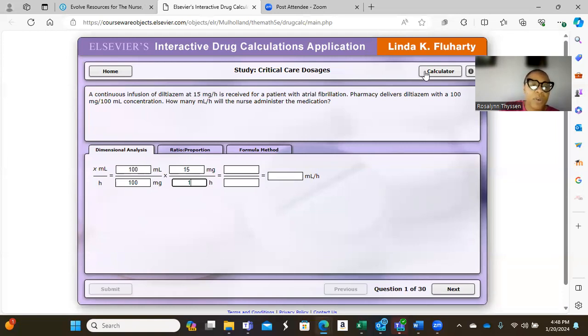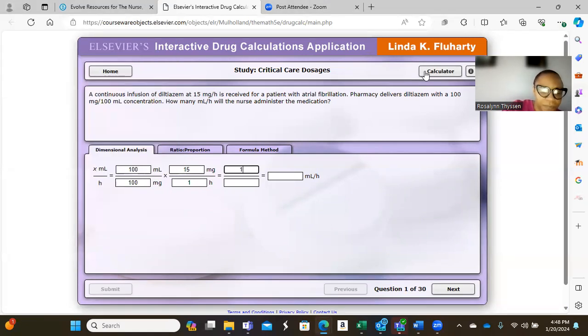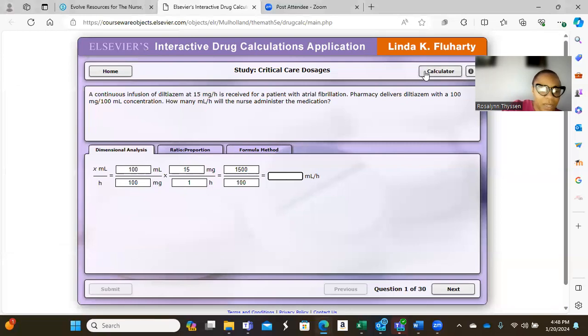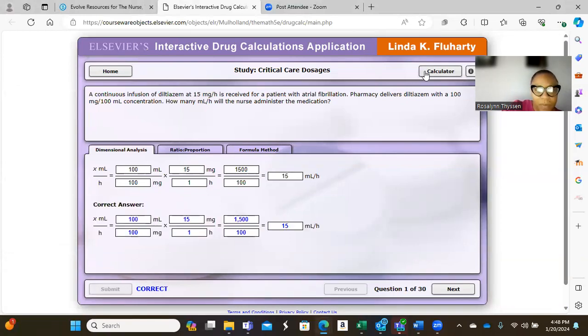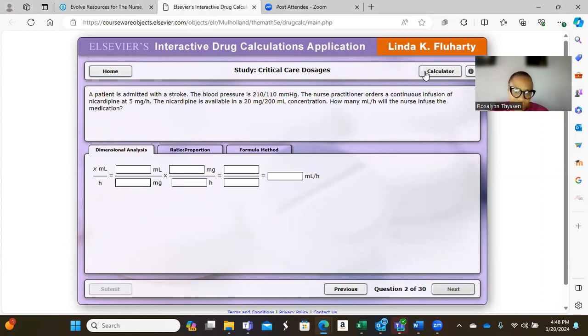So I do my math straight across. 100 times 15 is 1,500. And then 100 times 1 is 100. And we do 1,500 divided by 100. And I have 15 mils per hour. Okay. Let me scroll through to some different types of problems. Let's see.